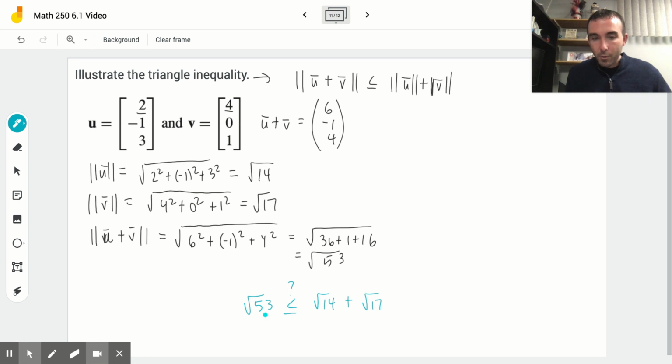Radical 53 is 7.28. Again, approximate. Radical 14 is 3.74. And then radical 17 is 4.12. So definitely the right side is bigger than the left. So not surprisingly, the triangle inequality does hold.